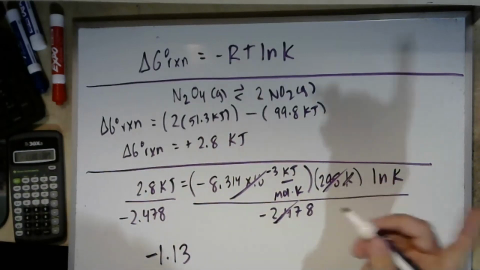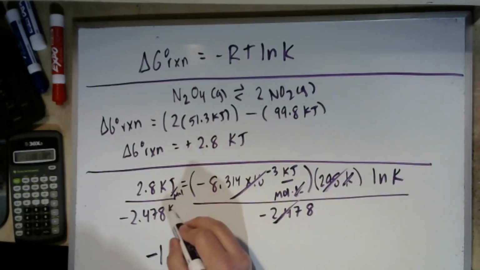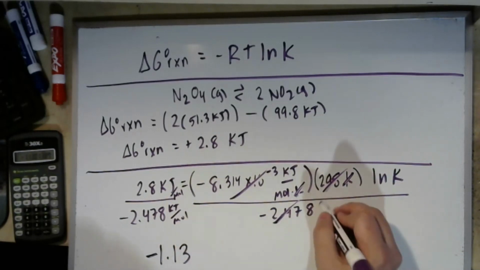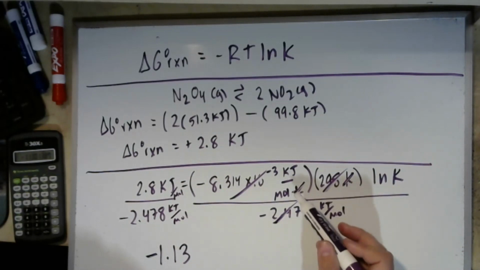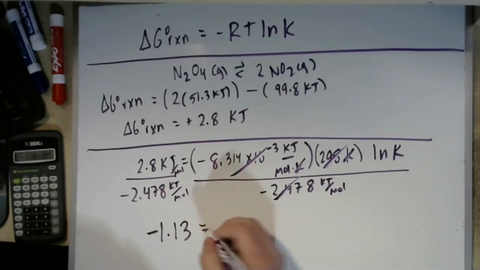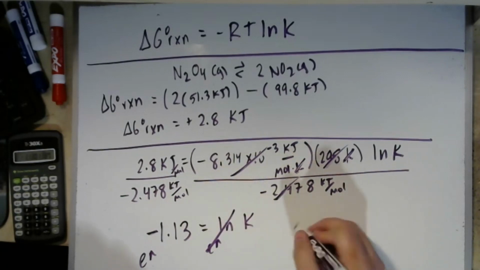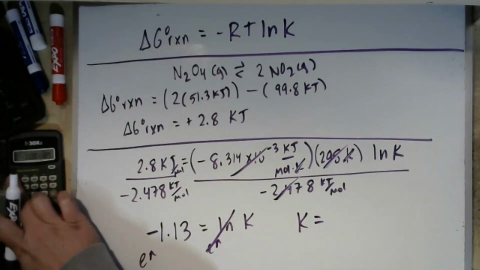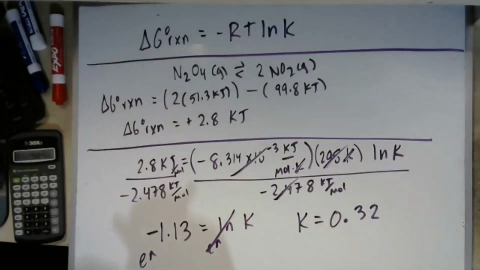Units wise, this is technically in kilojoules per mole after I'm done multiplying these two terms, because the Kelvin unit cancels out and I'm left with kilojoules per mole. So I'm dividing kilojoules per mole over kilojoules per mole, so the units cancel out completely before I calculate the equilibrium constant. Okay, now I'm going to raise both sides to the E, and that's going to cancel out that natural log. So my equilibrium constant here is going to be 0.32.